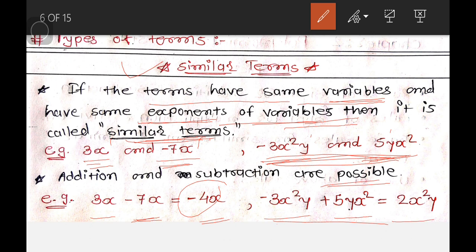You can see that 5 is the second term, which is the larger term, so we put a positive sign here. So this was about similar terms.